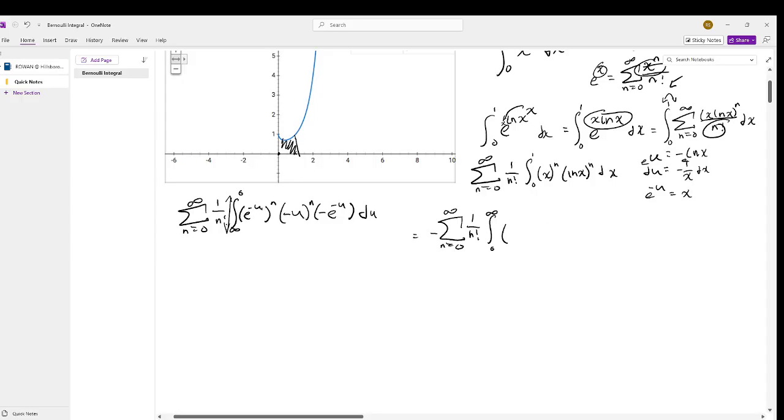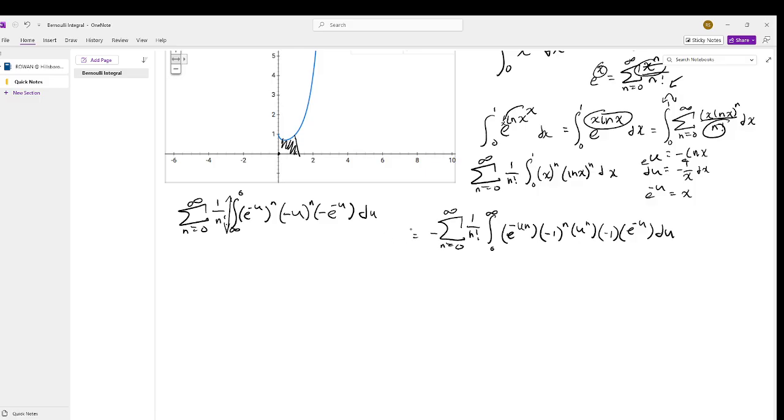We can also multiply these exponents because negative u is being raised to the power of n, so we get e to the power of negative un times, we can take the negative 1 from here, raise it to the power of n, we get negative 1 to the n times u to the n, a lot of parentheses here, and then we'll just have a negative 1 times e to the negative u du. That's a lot of stuff there.